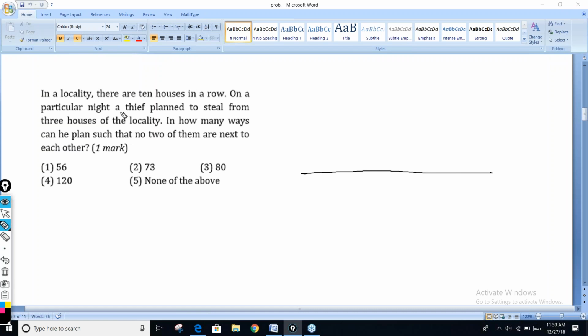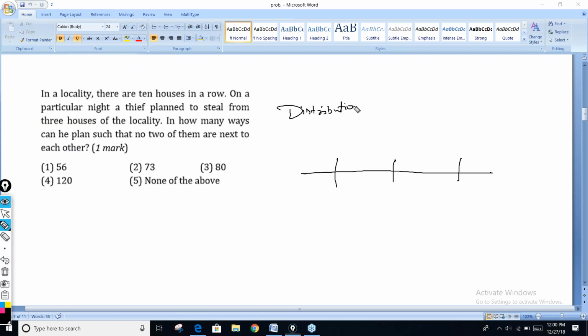On a particular night, a thief planned to steal from 3 houses. Let's say I select any 3 houses. In how many ways can he plan such that no two of them are next to each other? Now, the similar kind of question, if you have done PNC during CAT, you should have done it. This is based on distribution.